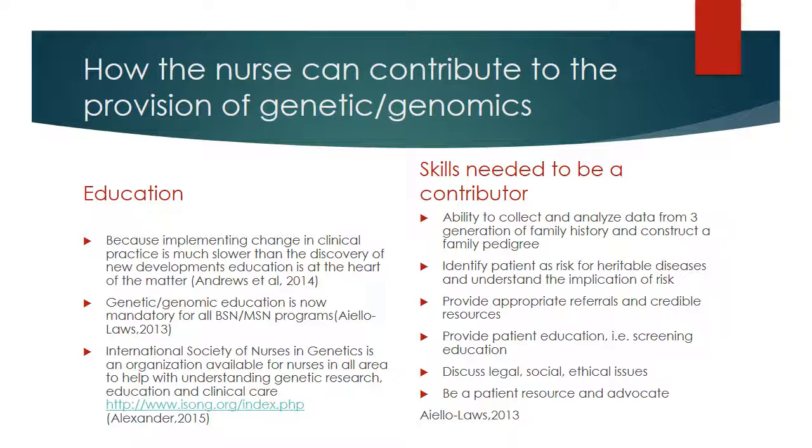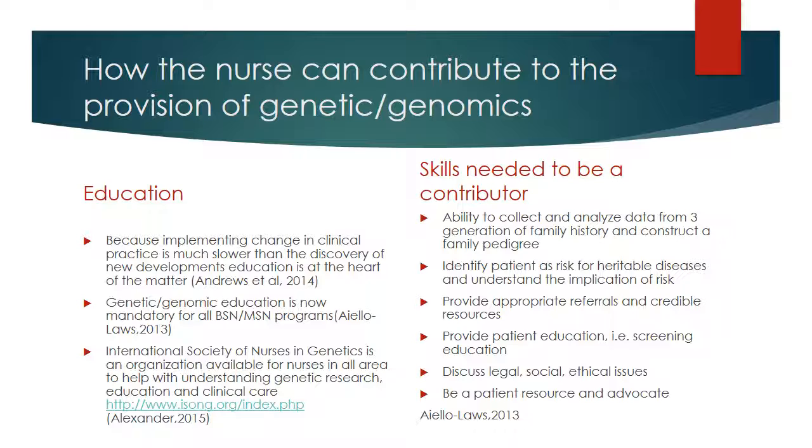This is an organization that has a plethora of resources available online. I have the website here to help educate nurses about the push for genetics and genomics in care. And listed here are the skills that are needed to be a contributor. This comes from an article called Genetics and Genomics in Nursing Has Arrived. The ability to collect and analyze data from a 3-generation family history and construct a pedigree. That is a very important factor for nursing to be able to do.